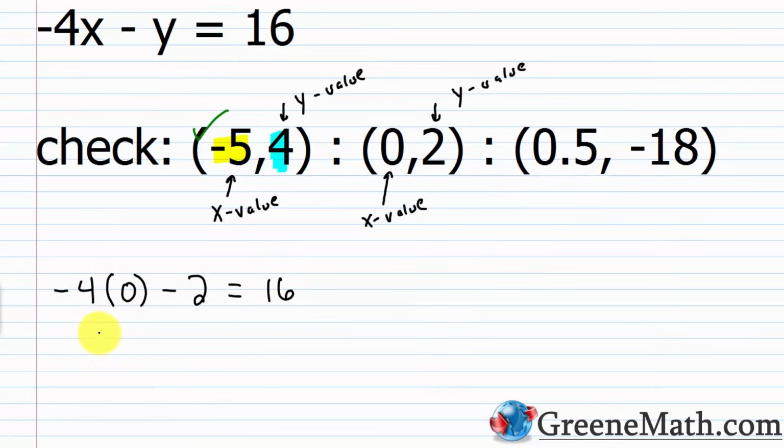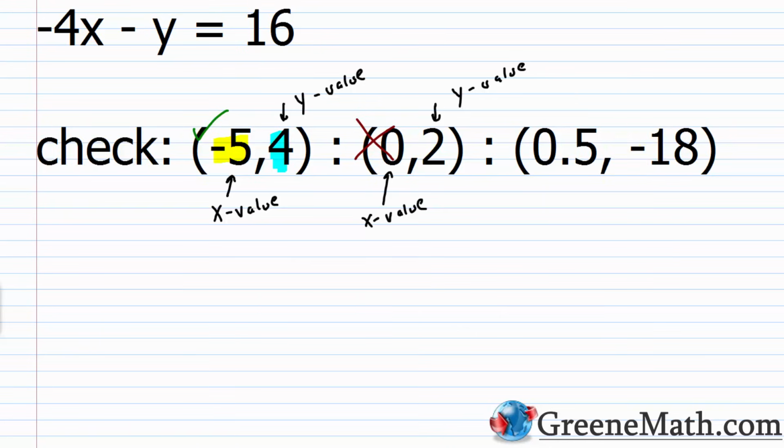Negative 4 times 0 is 0. So then minus 2 equals 16. So we get negative 2 equals 16, and that's not true. This is false. So this does not work as a solution. So this doesn't work. All right, let's try the ordered pair 0.5, negative 18.